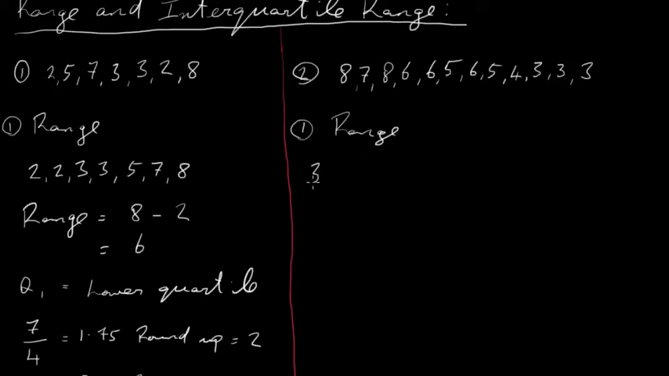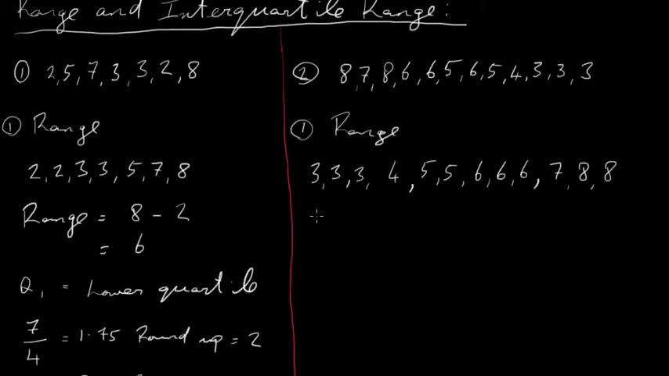So if we put them in order, we get 3, 3, 3, 4, 5, 5, 6, 6, and there's another 6. There's a 7, 8, and 8. 1, 2, 3, 4, 5, 6, 7, 8, 9, 10, 11, 12.